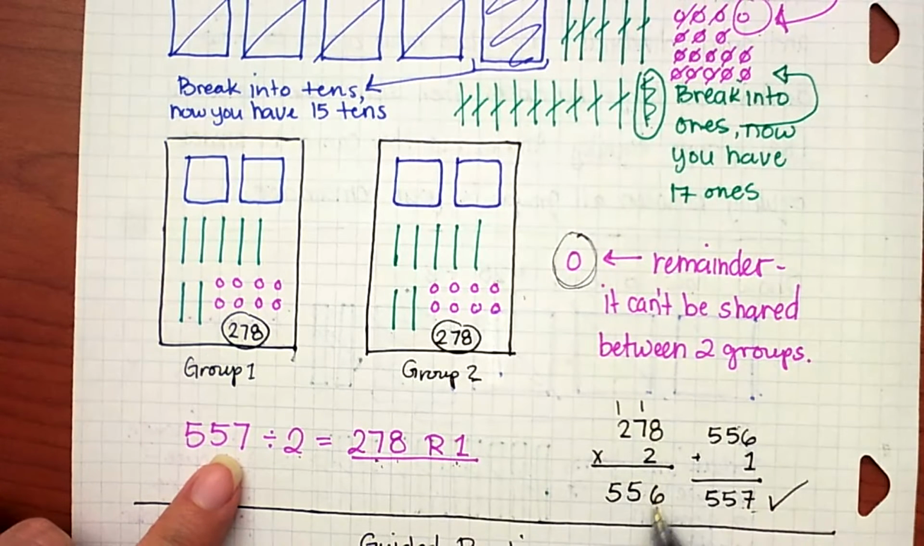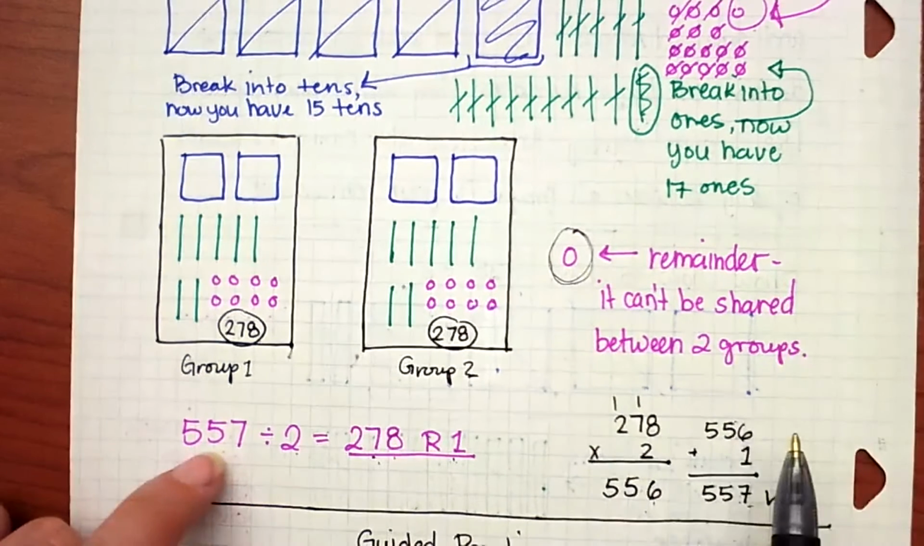Again, if you wanted to do this using partial products, you could. 2 times 8 would have given you 16. You would have put 16 underneath. 2 times 70 would have given you 140. You would have put that underneath. 2 times 200 would have given you 400, and you would have put that underneath and then added those partial products together.